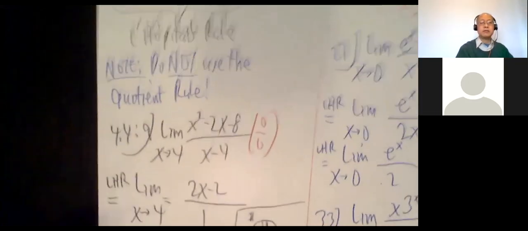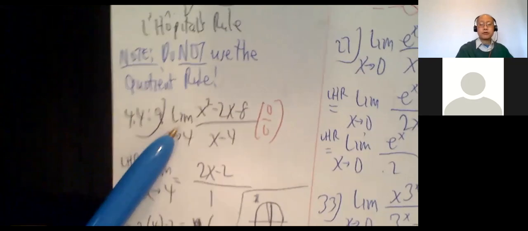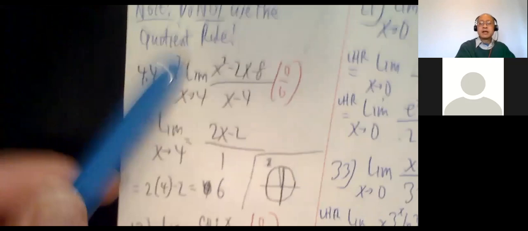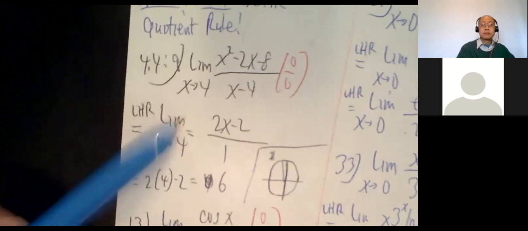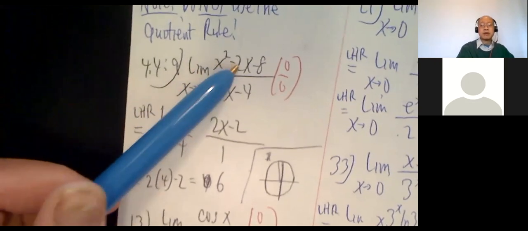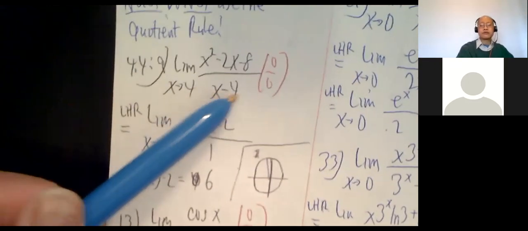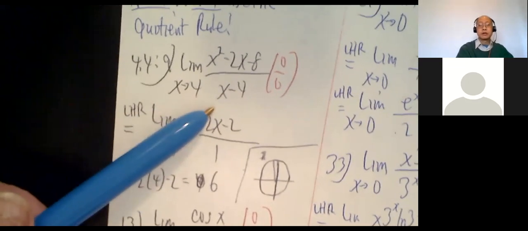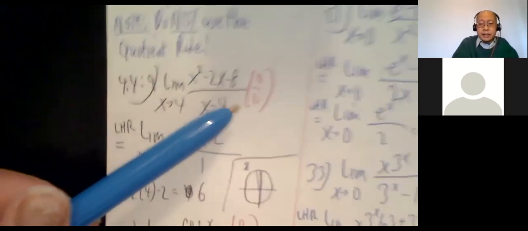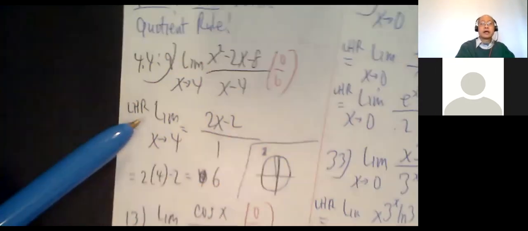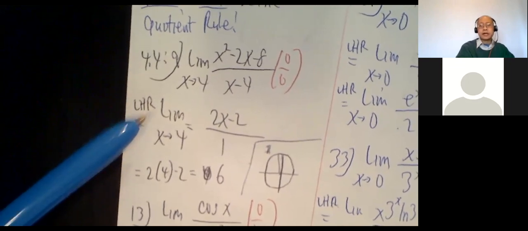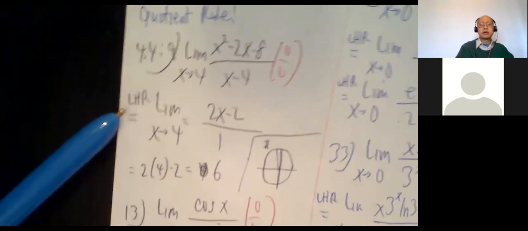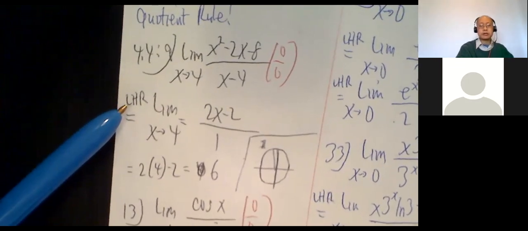Number 9. Limit x approaches 4 of x squared minus 2x minus 8 divided by x minus 4. Okay, this is 0 over 0. If I plug in 4 on the top, I get 16 minus 8 minus 8, that's 0. And 4 minus 4, which is 0. Okay. So L'Hopital's rule applies. Okay. Equals, and LHR means I'm doing L'Hopital's rule. In case you're saying, how do you go from here to here? LHR means L'Hopital's rule. Okay, so you can use that notation too if you want.